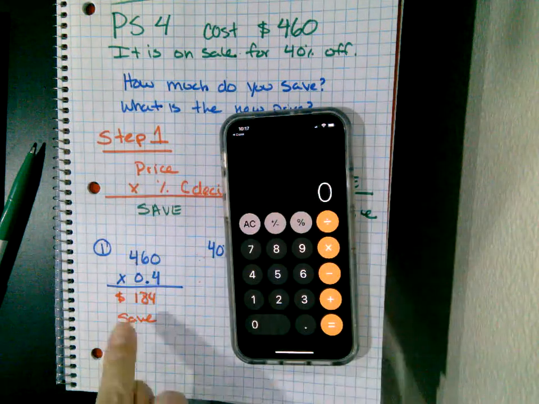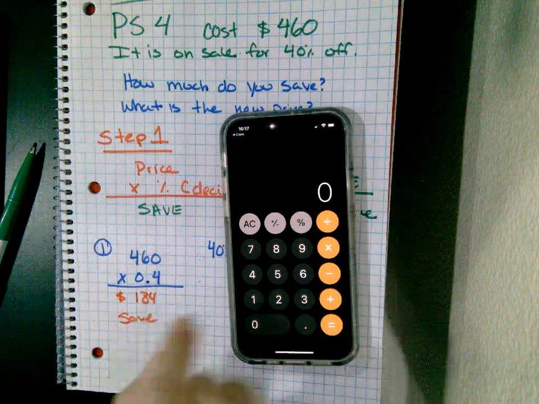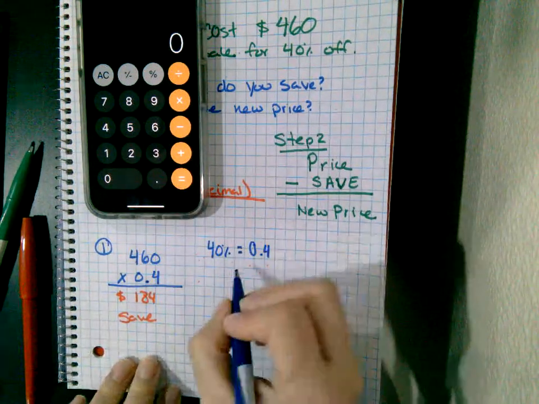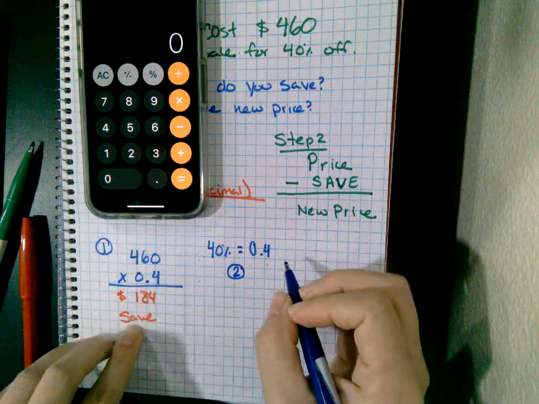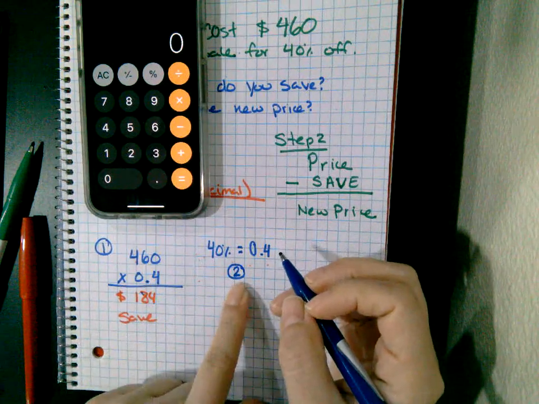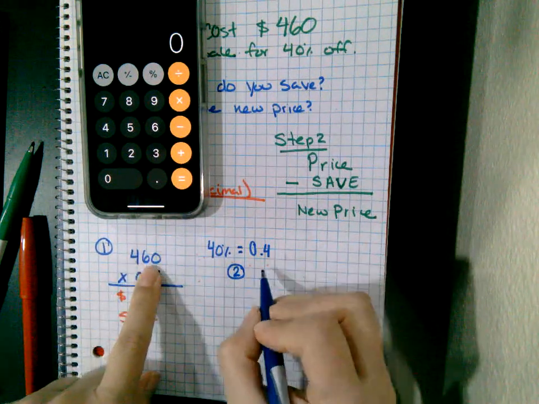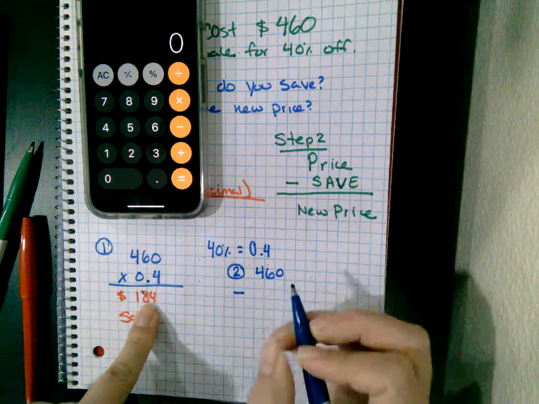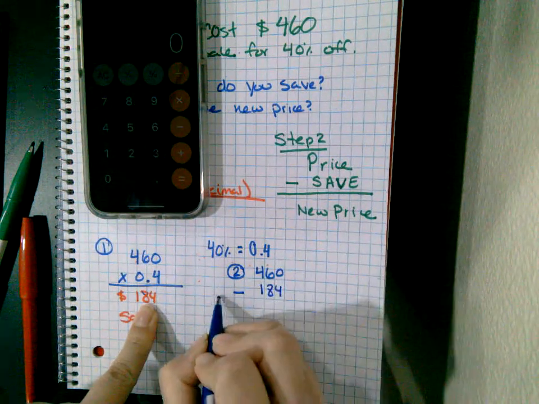All right, but is this how much I'm going to pay? Nope. I still have to do the second step. Step number two. You save $184, yes. And in step number two, you're going to take your price, which is still $460, and subtract whatever you got here. So we're just going to plug it in here.